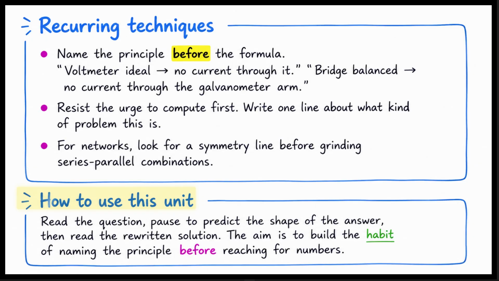And finally, how to use this unit. Read the question, pause to predict the shape of the answer in your head. Is it a line, a curve, a fraction, a number? Then read the rewritten solution. The aim is not just to memorize answers. The aim is to build the habit of naming the principle before reaching for numbers. By the time we finish the last question, that habit should be automatic. Let's get into it.